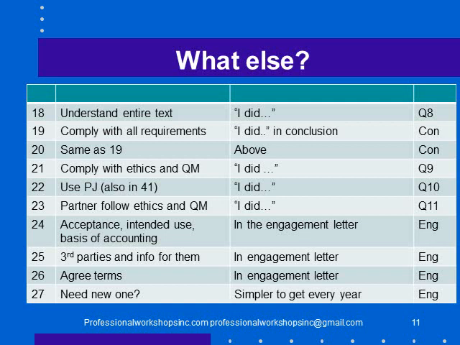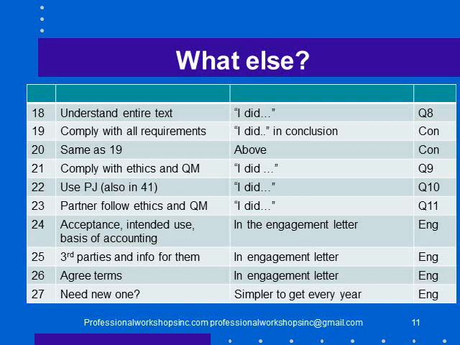Comply with ethics and quality management things. Question 9, I did. I used professional judgment. That's also in 41. I did. Question 10. We followed ethics and quality management. I did. Question 11. Acceptance, intended use, and basis of accounting. Now, that's got to be in the engagement letter. The intended use, that there are or are not third parties. The basis of accounting, we'll talk more about that later. That's for the engagement letter. Who the third parties are, and that the client will provide them with information they request. Engagement letter. That we have agreed the terms of the engagement, automatically the engagement letter.